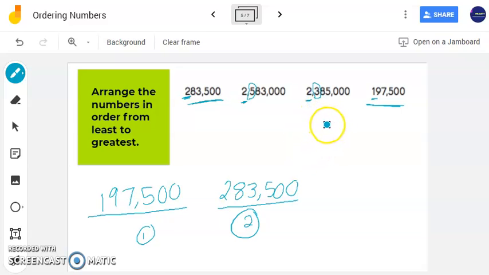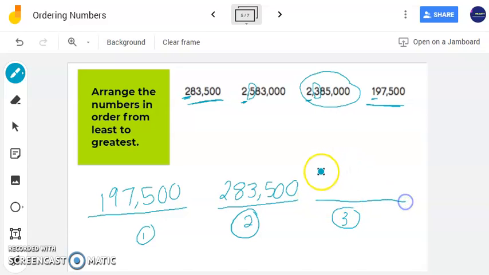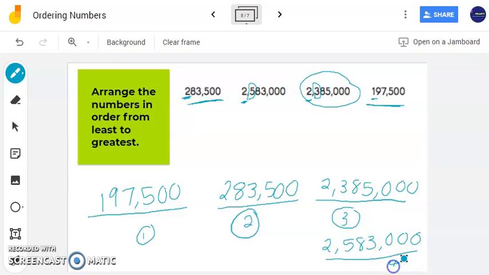So now I need to determine which one's smaller. I know 3 is less than 5. Therefore, this entire number is going to be smaller than this number here. So my third number here is going to be 2,385,000. And now my largest number that I see is going to be 2,583,000. And that is my fourth number. Notice I organized these numbers from least to greatest.